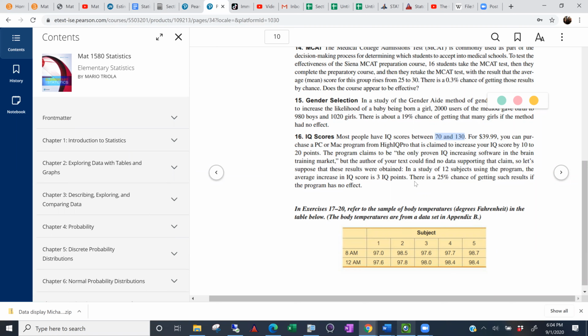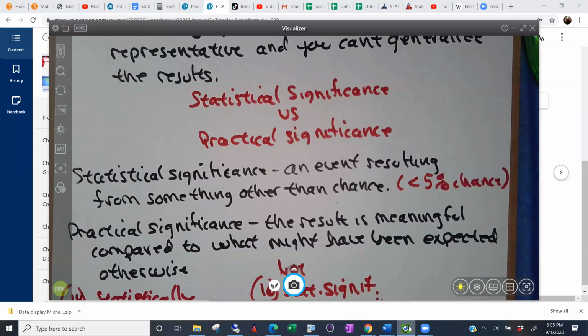Okay. But what about practically significant? Is it worth $40 to you to raise your IQ 3 points? I mean, the average IQ for people is supposed to be about 100. So if you went from 100 to 103, are you suddenly going to get into Harvard? No, I don't think so. 3 points on a scale that is centered at 100 is not a big deal. It's just not. So it's not statistically significant and it's not practically significant. So it's neither. It loses out on both ends.